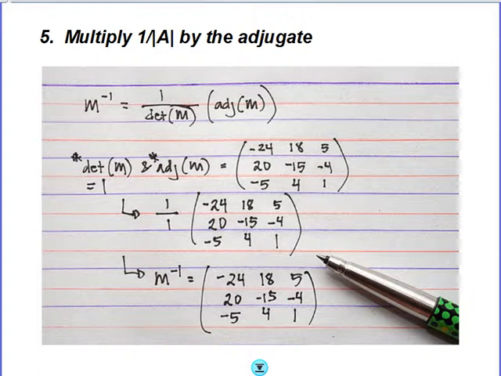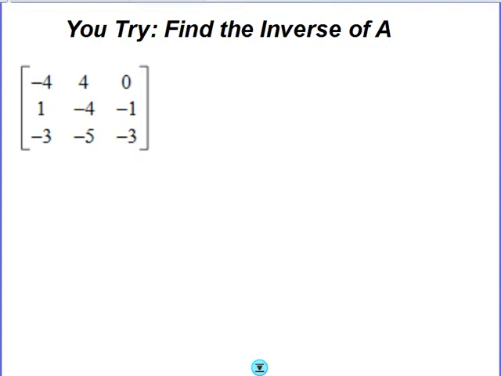So those were our 5 easy steps for finding the inverse of a matrix. So now let's go through another example. All right, so step 1 was to find the determinant. Okay, so if I'm going to find the determinant, I'm going to use this method.